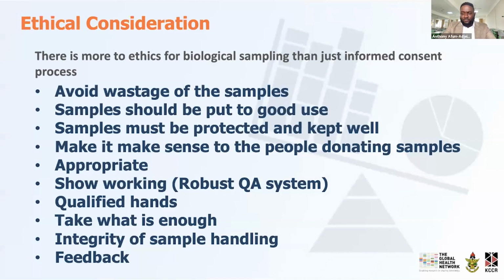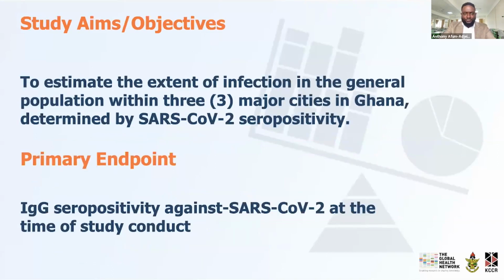And we also have to figure out how to give feedback. Feedback to regulators and ethics committee, feedback to the communities we took the samples from, feedback to other stakeholders who are involved, and especially the participants where it is applicable. In our study, for example, we're interested in determining the seroprevalence of SARS-CoV-2 infection in 3 different cities in Ghana. The Accra to represent the southern part of Ghana, Kumasi for the middle part of Ghana, and Tamale for the northern part of Ghana.